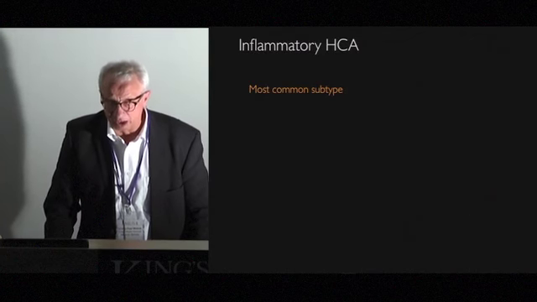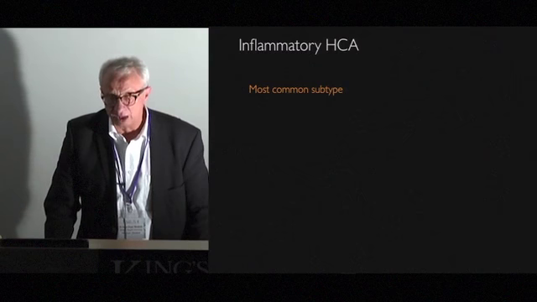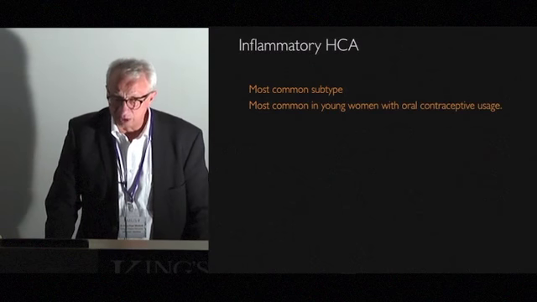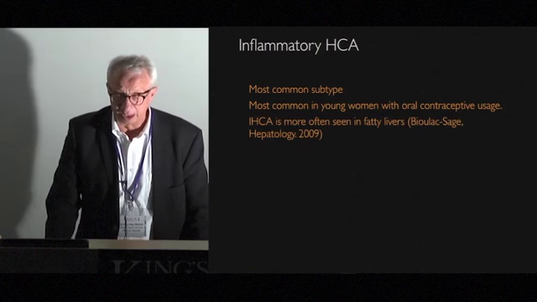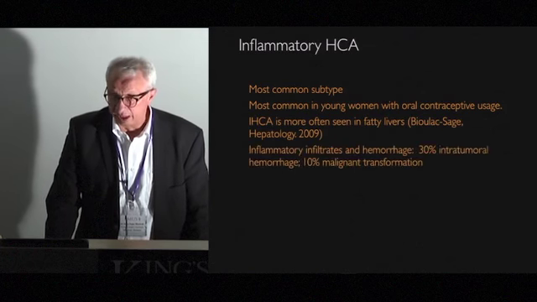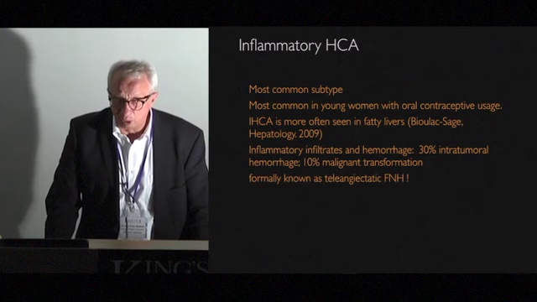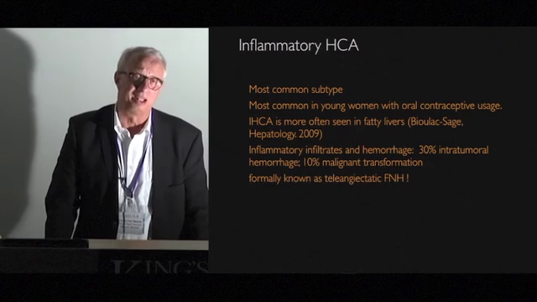So we start with the inflammatory HCA. This is the biggest group. It is the most common subtype, most in young women with oral contraceptive. It is more often seen in fatty livers, and the inflammatory infiltrates and hemorrhage can be found in 30%. And 10% malignant transformation, formerly known as teleangioectatic FNHs.